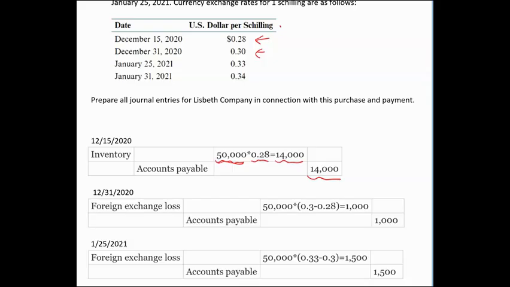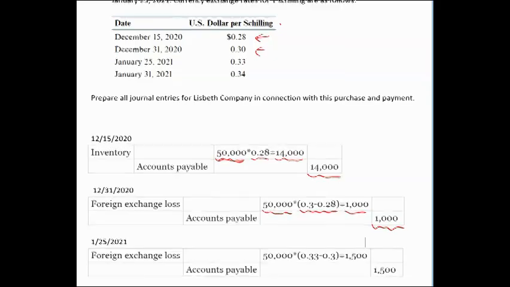The loss amount is the difference from the exchange rate change. The shilling increased by 2 cents, and 50,000 shillings times that 2 cent difference is $1,000. This is the foreign exchange loss. At the same time, accounts payable will increase by 1,000. In other words, now Lisbeth needs to spend 15,000 US dollars to get 50,000 shillings to pay the supplier.